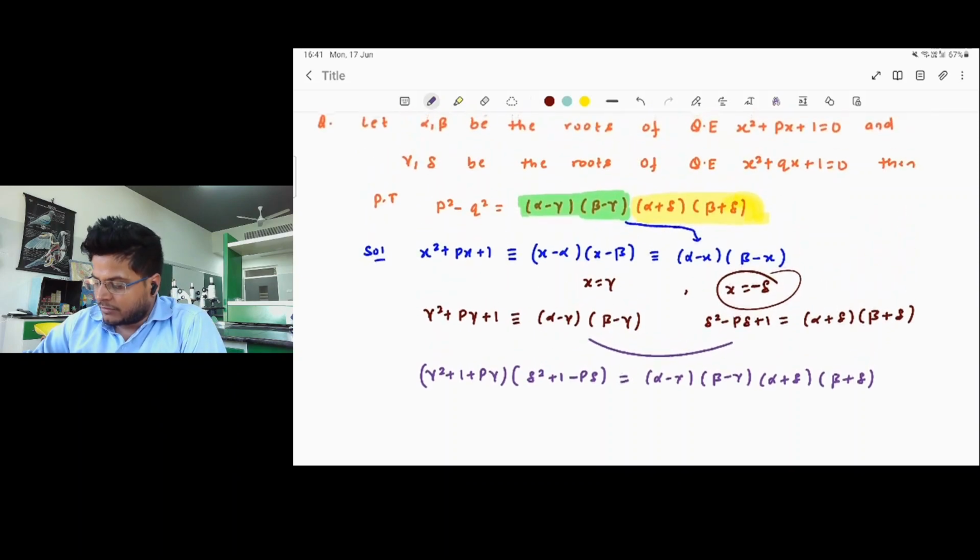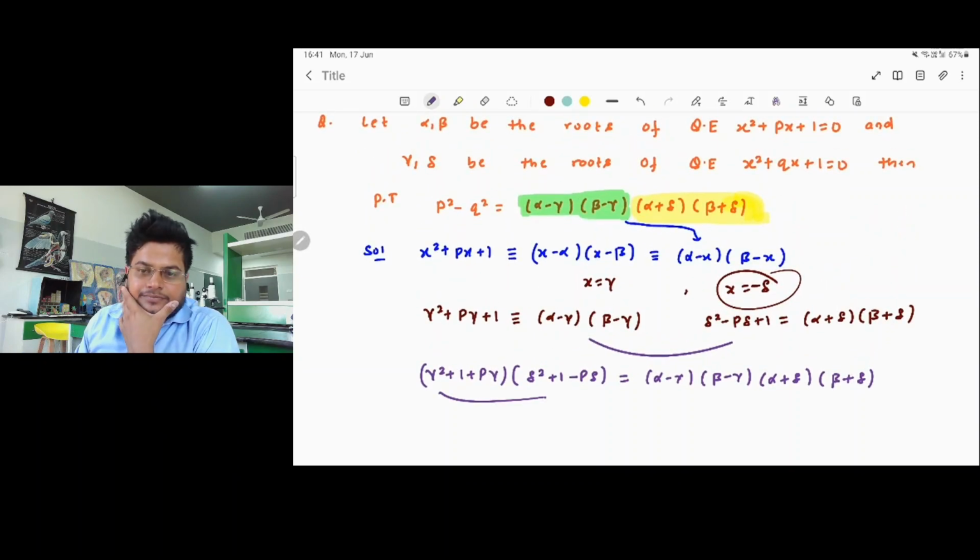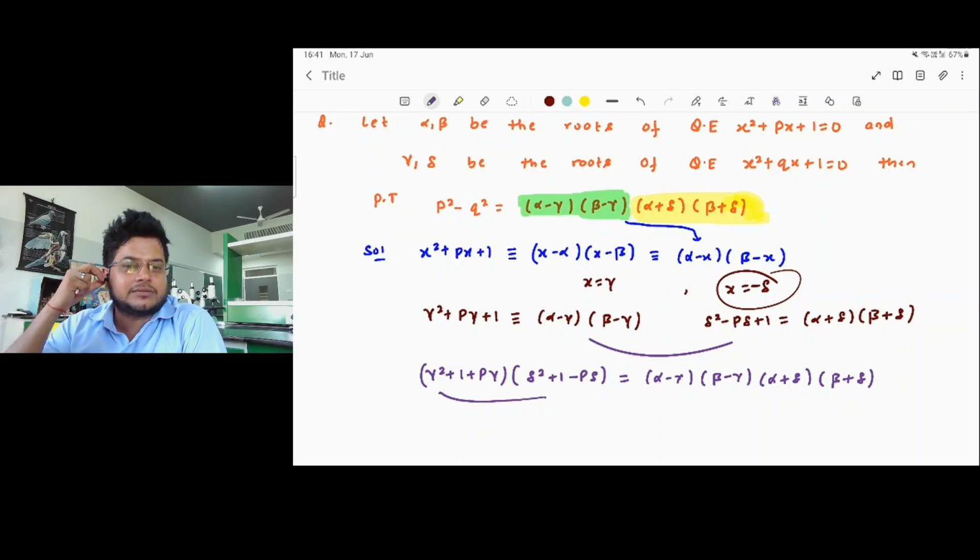So again, don't do the hard work. Try to be smart. I am not going to multiply this, because if I had to multiply, I could have multiplied at the starting itself, isn't it? So how shall we proceed? So again, try to see by any means can we generate the value of gamma square plus 1?